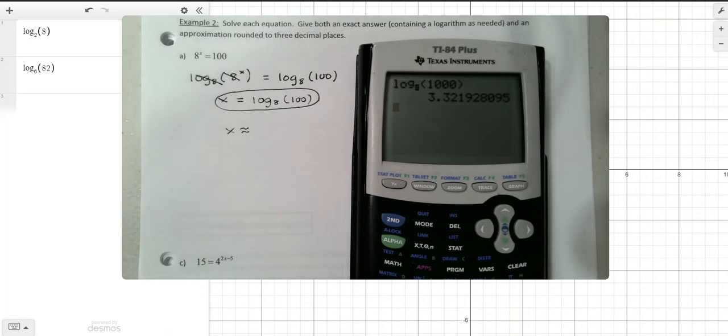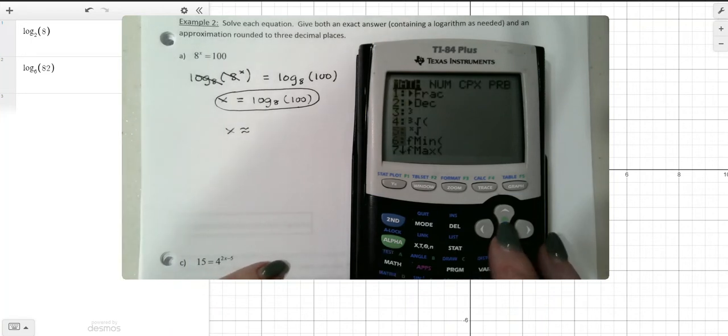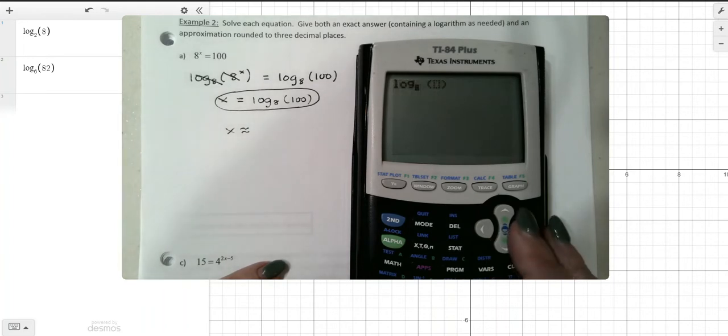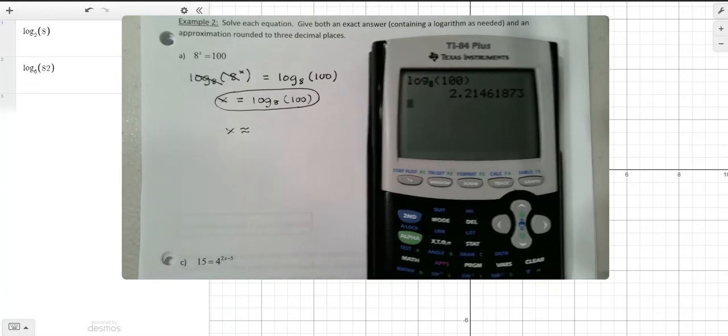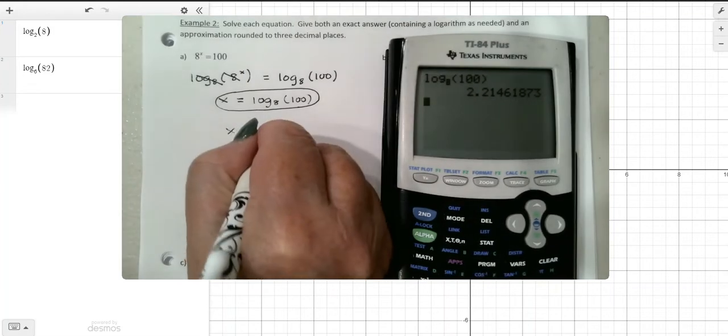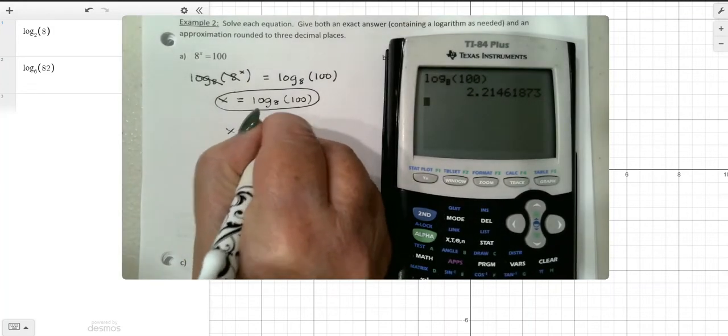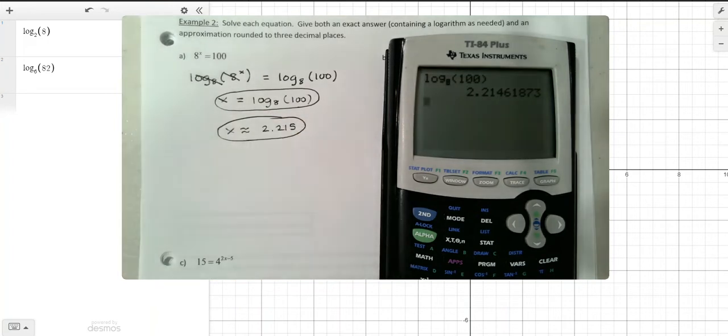Oh my goodness, I got an extra 0 and everything. Let me try that one more time. Go down to that log base, and it's the log base 8 of 100. There we go. About 2.215. And again, you could do the same thing on Desmos.